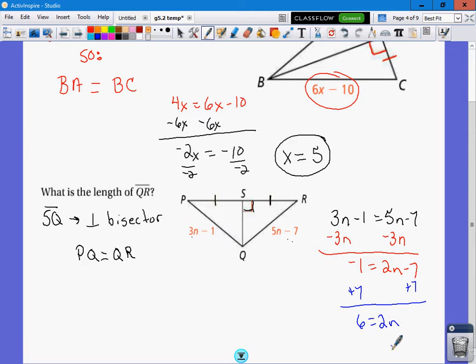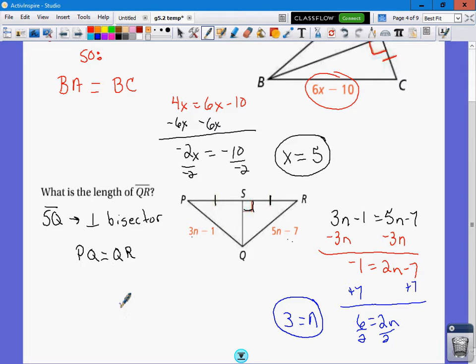I have 6 equals 2n, and I'm going to divide both sides by 2, and I'm going to get n equals 3. Is n equals 3 my final answer? Why not? You're right, but why not?